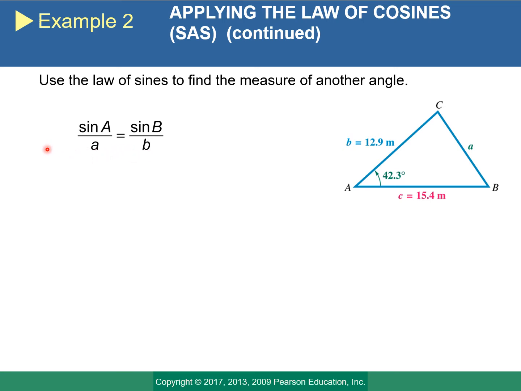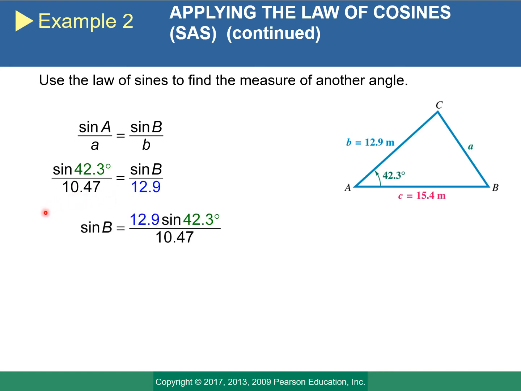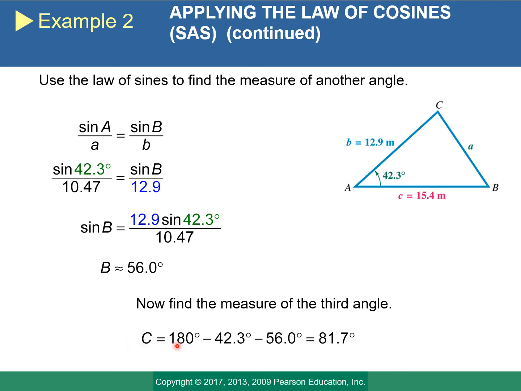So we fill in the known information. We know everything here except for B, capital B, and then we're going to solve for sine B. So times both sides of this proportion by 12.9, and then we can use sine inverse of this quantity to get B. So B is about 56 degrees. And then we know that angle A is 42.3. We now know B is 56. So then we just use the fact that all 3 angles add up to 180 to find the last angle measure, 81.7 degrees for C.